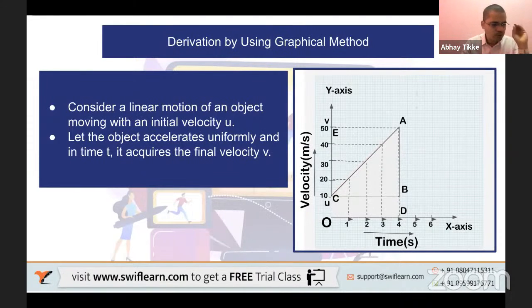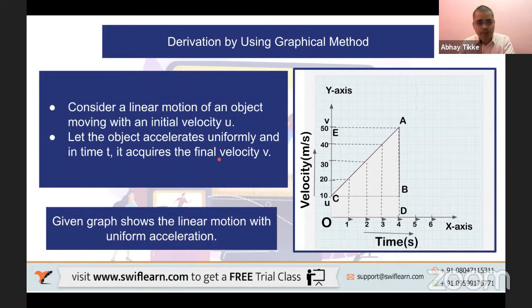I request Nove to you, you can refer to the previous session, the motion session number 3. In that I have discussed about all this uniform and non-uniform. Okay, you can search on our Swiflearn channel. Thank you. So consider a linear motion of an object moving with the initial velocity u. Let the object accelerates uniformly and in time t, it acquires the final velocity v, right? V is the final velocity, and it accelerates uniformly. See, it is also mentioned here uniformly. Okay. So given graph shows the linear motion with uniform acceleration. Acceleration is uniform. That's a very important condition when you apply these equations of motion, and that is being fulfilled here. है ना? Fulfill हो रहा है इधर, तो हम apply कर सकते हैं.